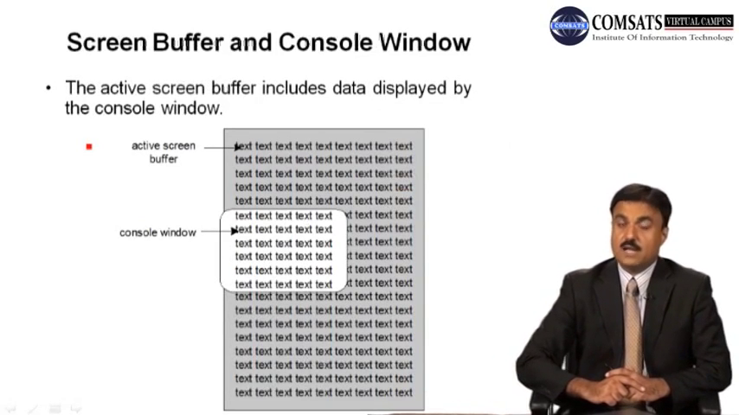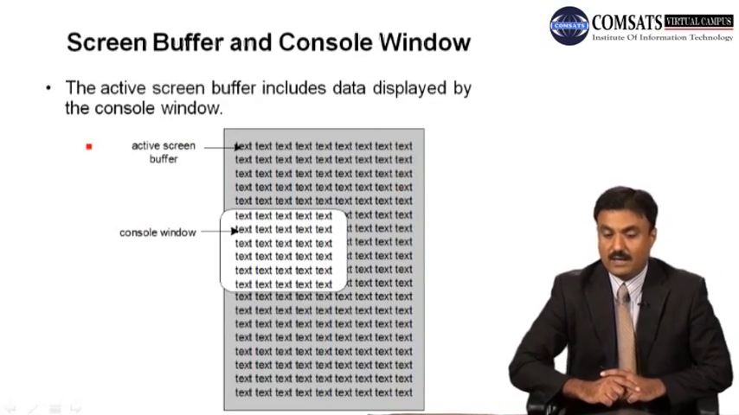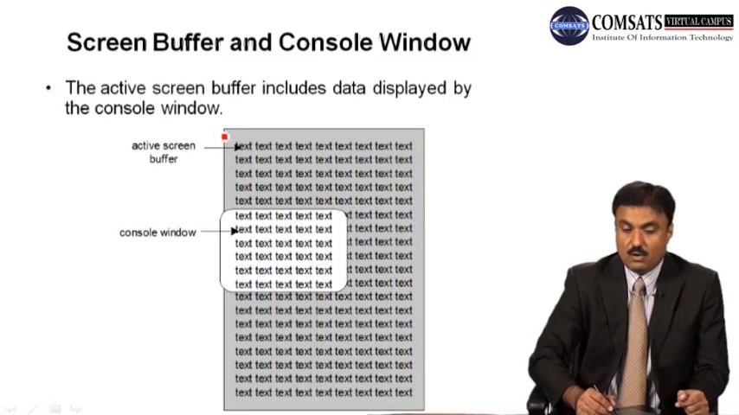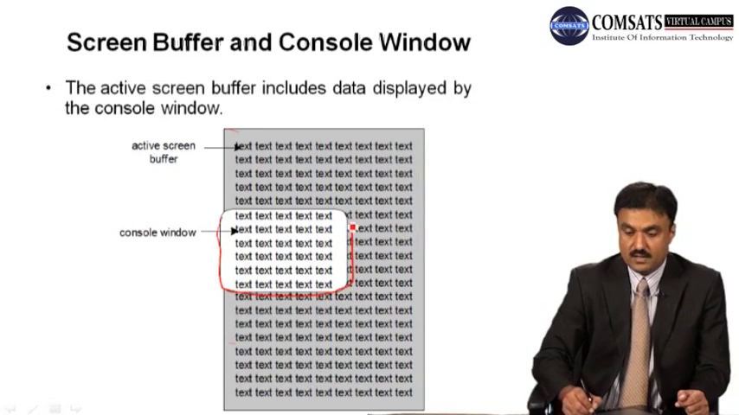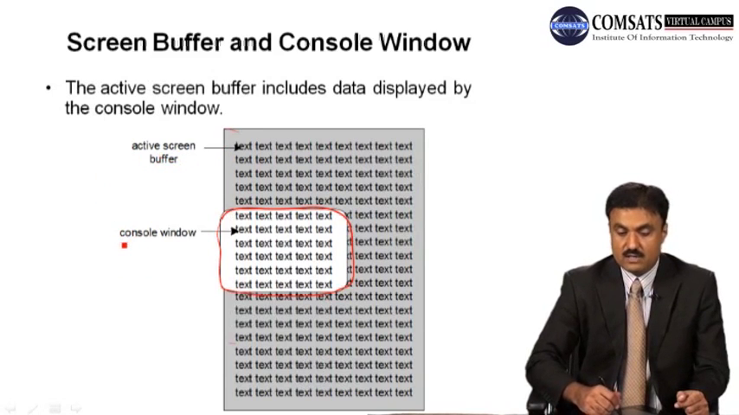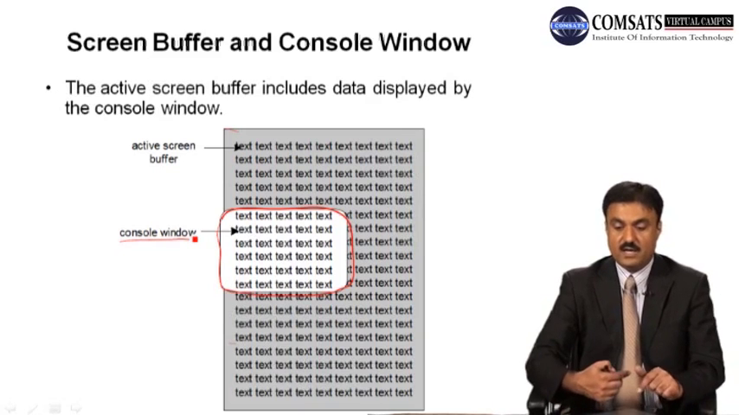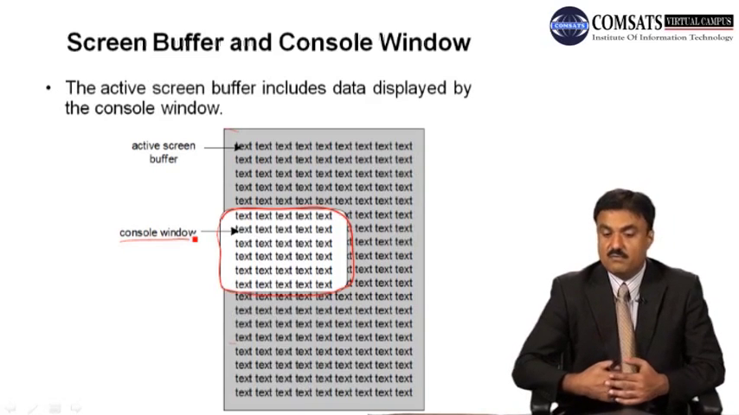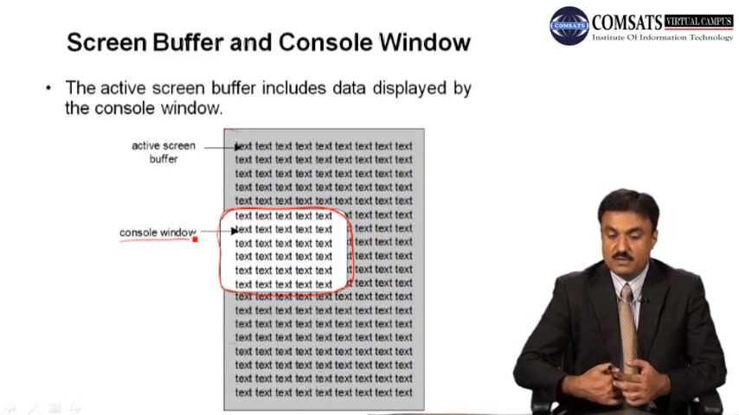So a screen buffer and the console window. Here you can see the active screen buffer. This is the screen buffer area. We have the whole screen, this complete active screen, and the buffer area, or we can call it the console window area. The complete window is called the active screen buffer, and then we have the console window, or area, inside that active screen buffer. The active screen buffer includes data displayed by the console window.